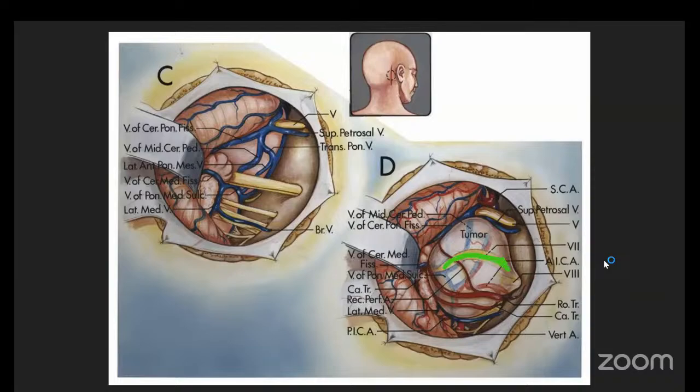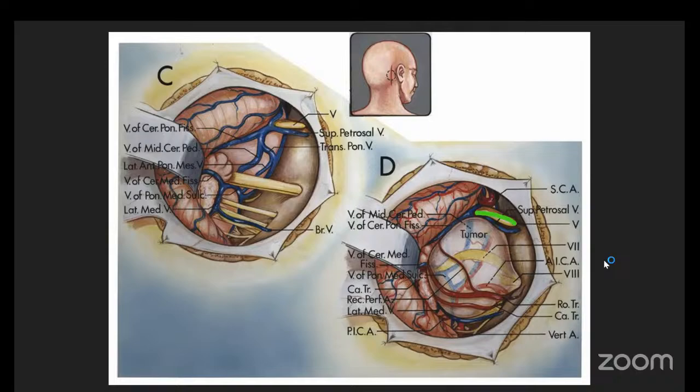Which nerve? Facial nerve. This is the facial nerve. It's hiding behind the tumor. This is the back view, and that is why it's drawn in a lighter way. Apart from that, what else can you see? There's something really interesting. You can see the trigeminal nerve on the superior portion.